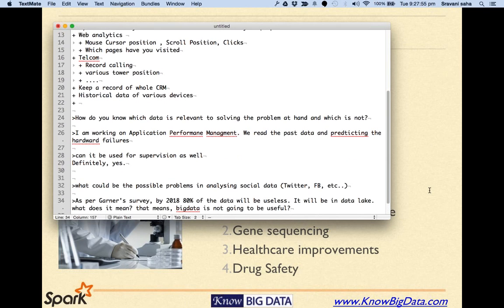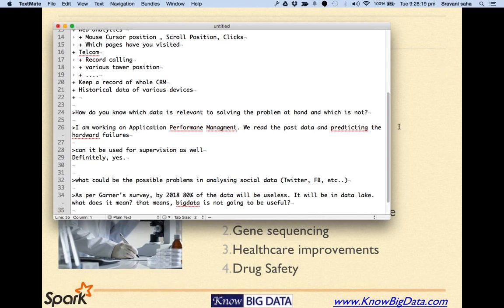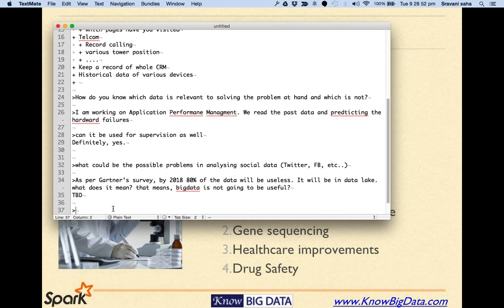Now, the next question is from Nand Kumar. As per Gartner's data survey, by 2018, 80% of the data will be useless. It will be in the data lake. What does it mean? That means big data is not going to be useful. Big data is already fairly useful. I might have to look at exactly which Gartner survey you are talking about and understand which point they're making. I will take a look at it later.